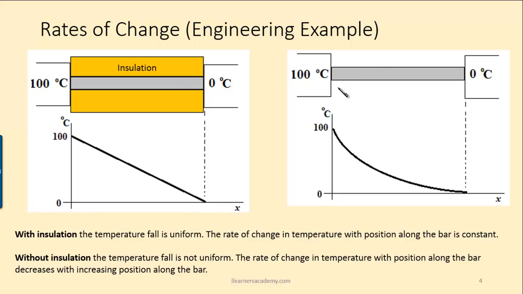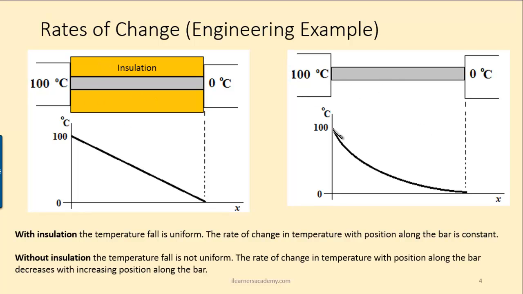It doesn't vary. Now, if you were to have a very similar situation, but you remove the insulation, note the rate of change in temperature with position along the bar. So notice now, in this case, the rate is not with respect to time. We are looking at how quickly the temperature changes as we move across the bar. So in this case, the rate at which the temperature falls is constant. It does not depend on what position you are at along this bar.